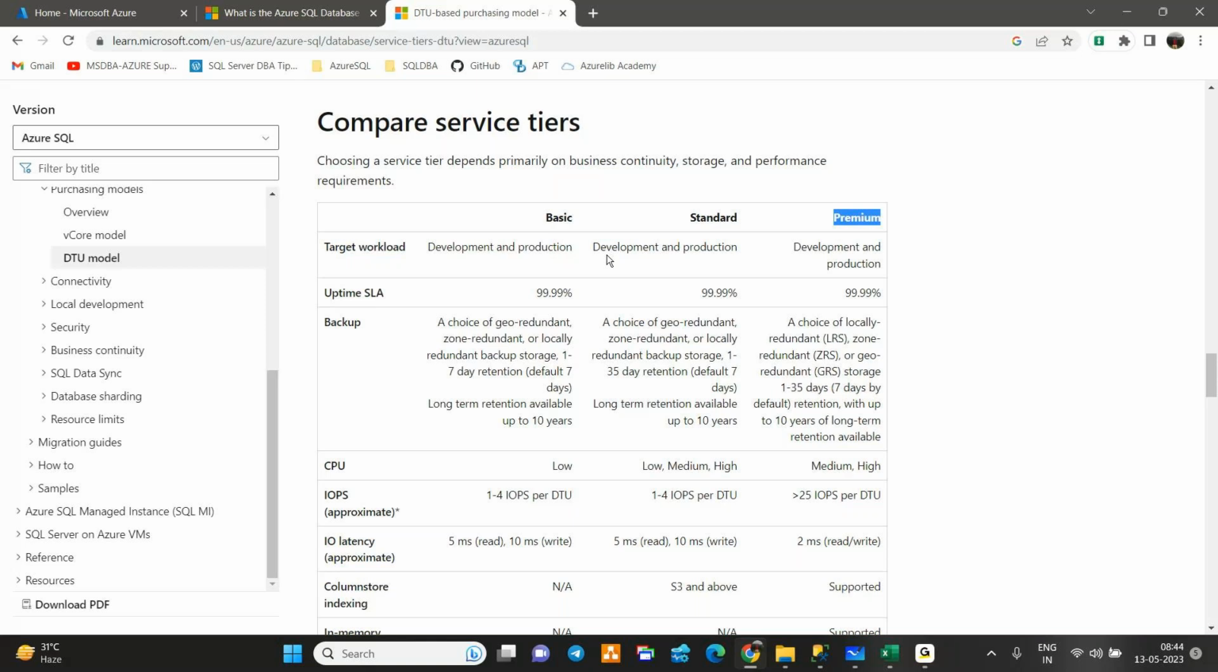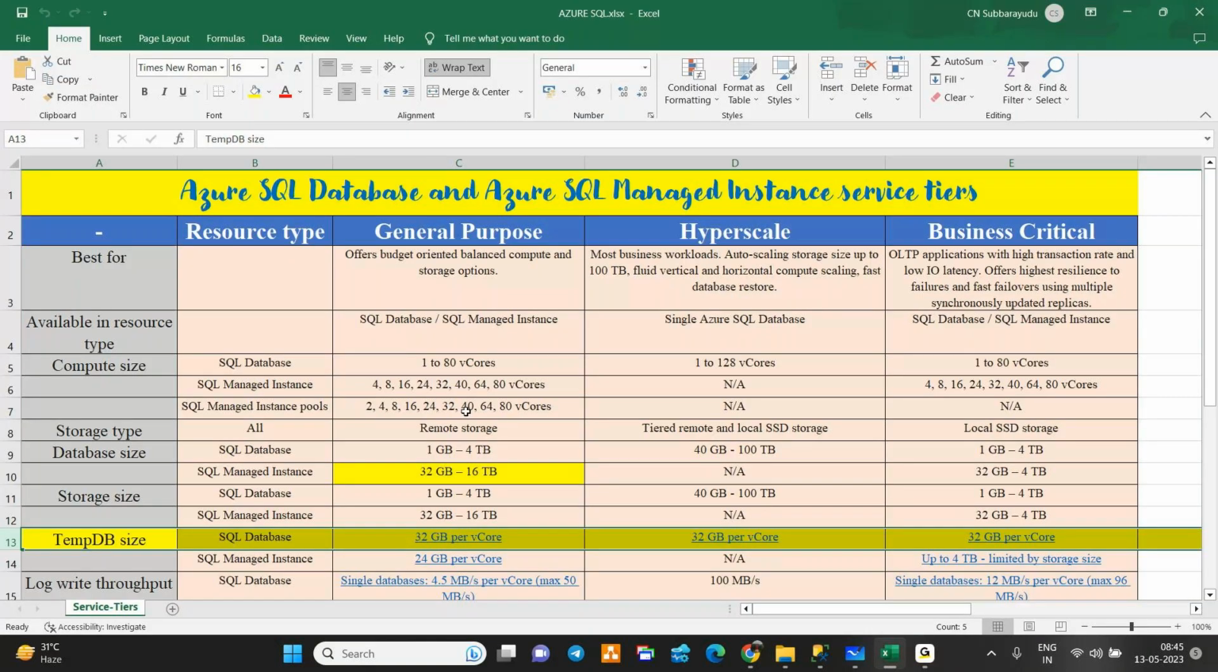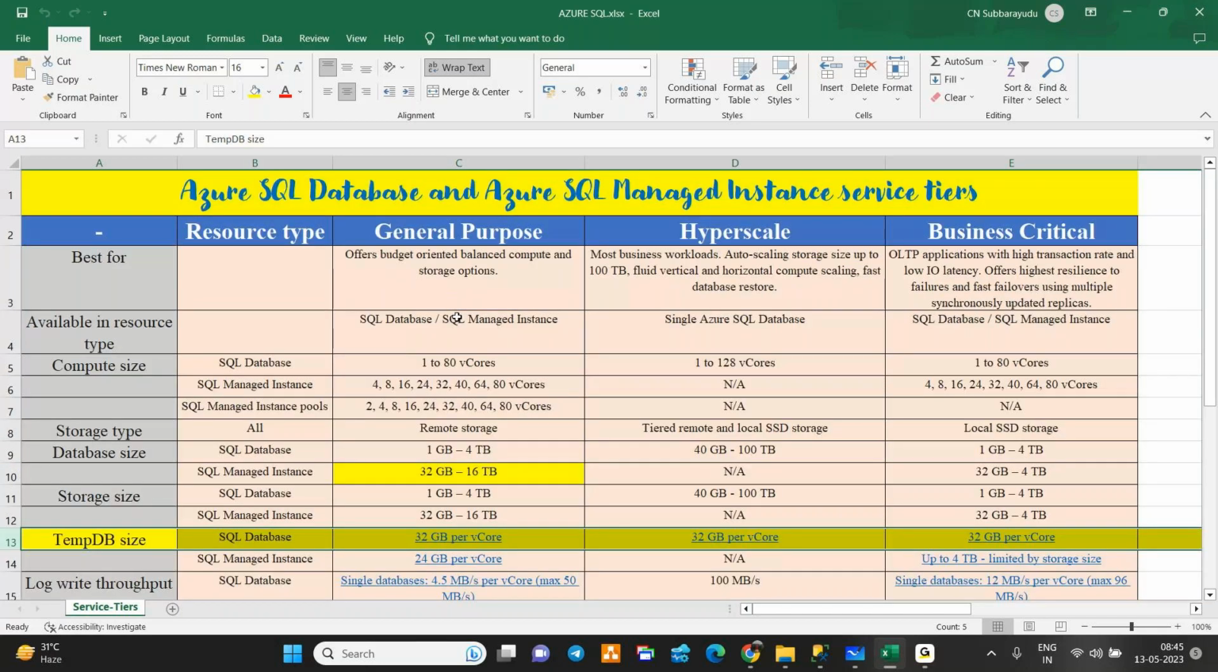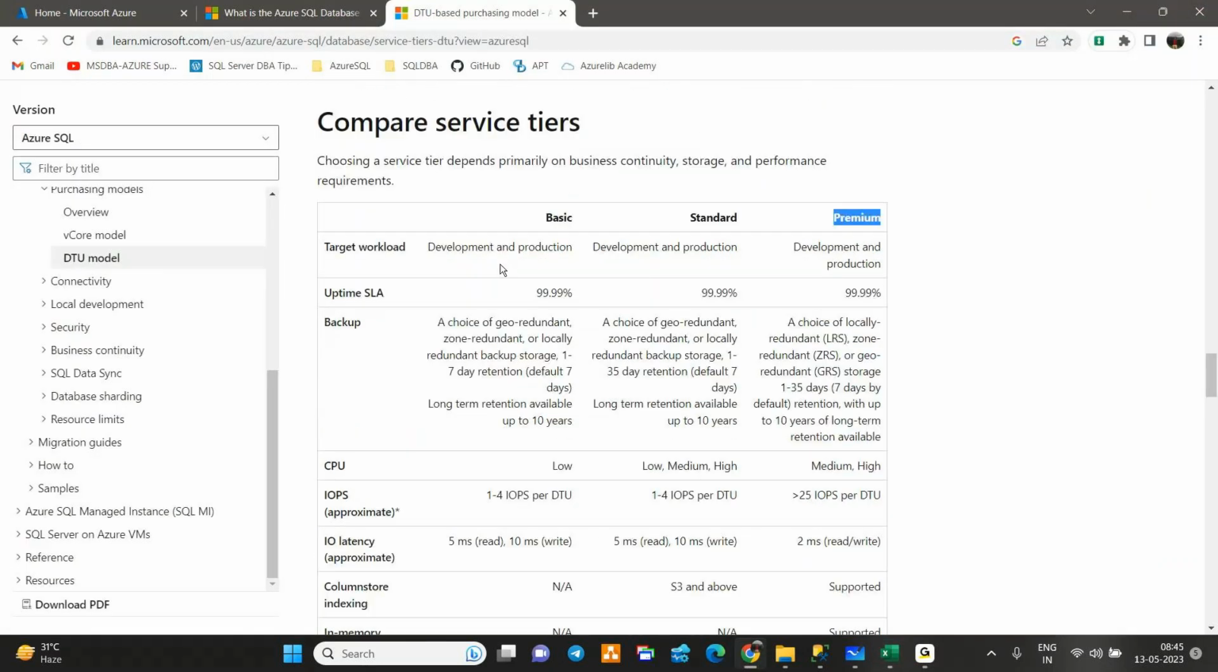But instead of displaying it here, sir, I prepared an Excel sheet where I put the whole information at one shot. When you go to the DTU purchasing model, we have basic, standard, and premium. Microsoft says you can choose the DTU purchasing model for development and production, and the SLA is 99.99% for any model, whether you go for basic or standard.